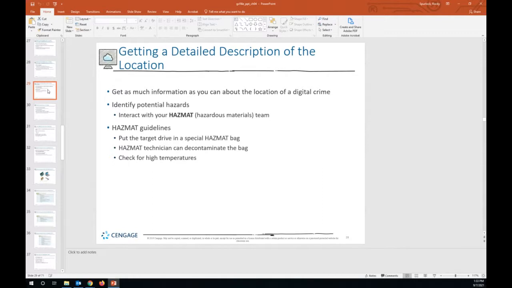You want to get a detailed description of the location, so you want to get as much information as you can about the location of a digital crime. Also identify any potential hazards you may see. You may have to interact with your hazmat team. Hazmat is chemical, biological, or radiological substances that can cause harm to people. Following hazmat guidelines, put the target drive in a special hazmat bag. A hazmat technician can decontaminate the bag. Also check for high temperatures.